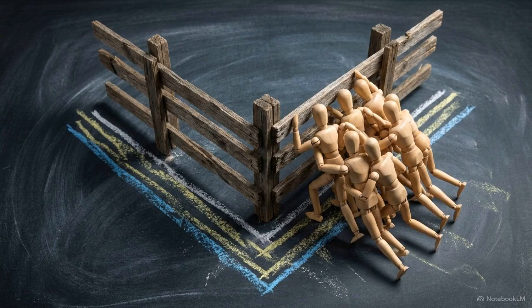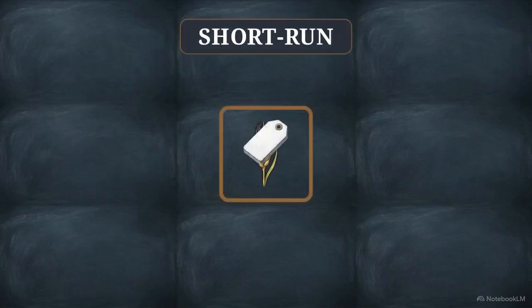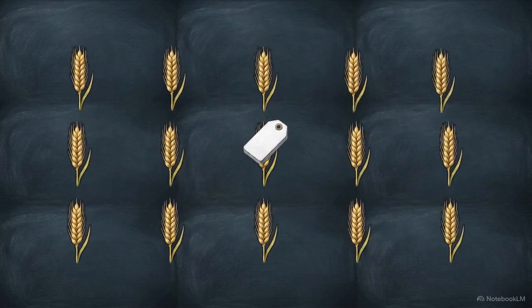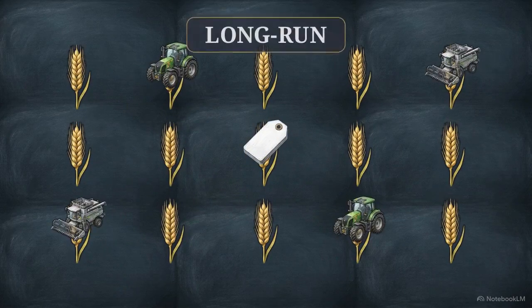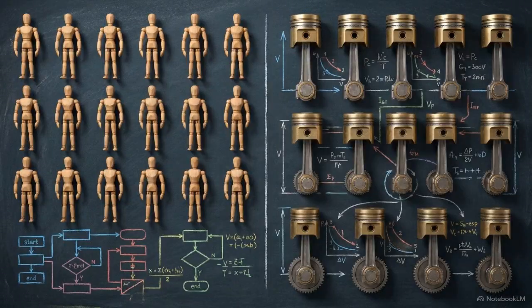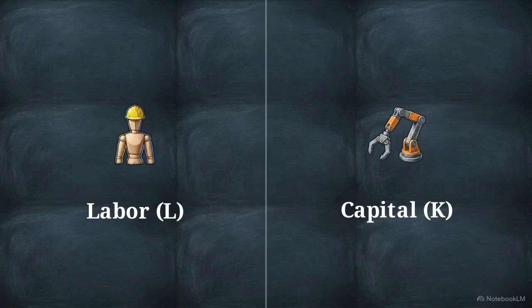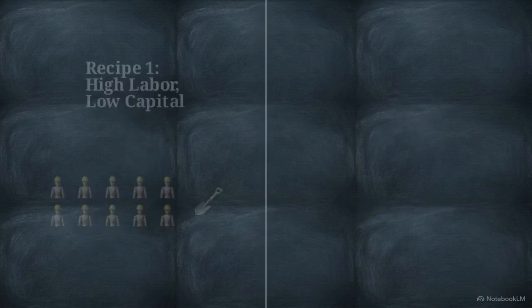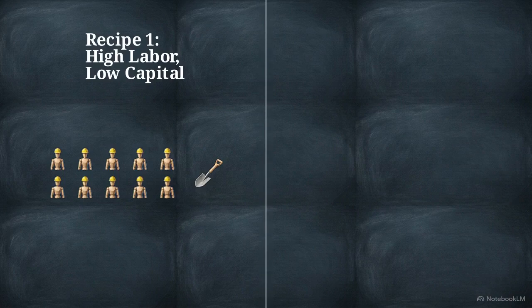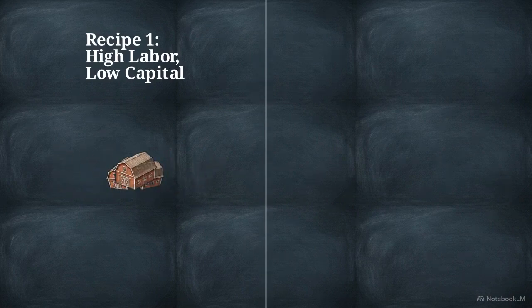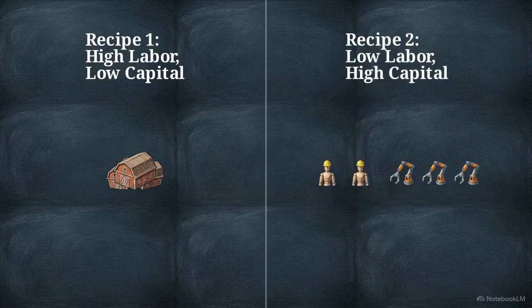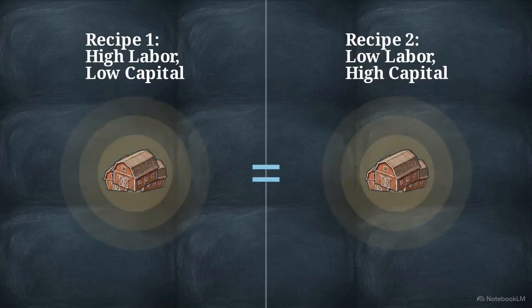Because hiring has a fixed physical limit, a firm that wants to keep growing must eventually invest in machinery and land, moving from the short run into the long run. In the long run, a firm has two variables it can change to increase production: labor, the human workforce, and capital, the machinery and equipment. A firm can produce the exact same amount of goods using different recipes of these two inputs, for example, using many workers with hand tools or fewer workers operating heavy machinery.